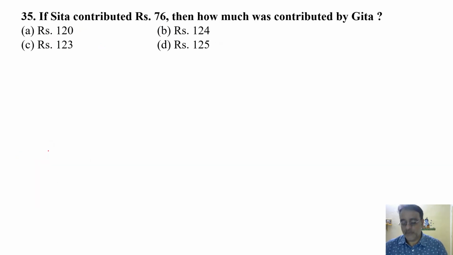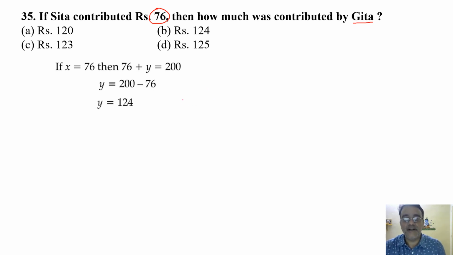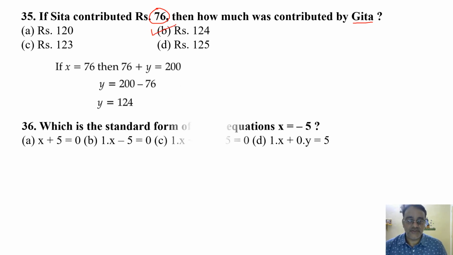If Sita contributed rupees 176, then how much was contributed by Geeta? So you have to subtract it from 200 because the sum is equal to 200. Okay, so 200 minus 76 is 124 and the correct option is B. B. Right, so now we are moving toward the next question, 36.